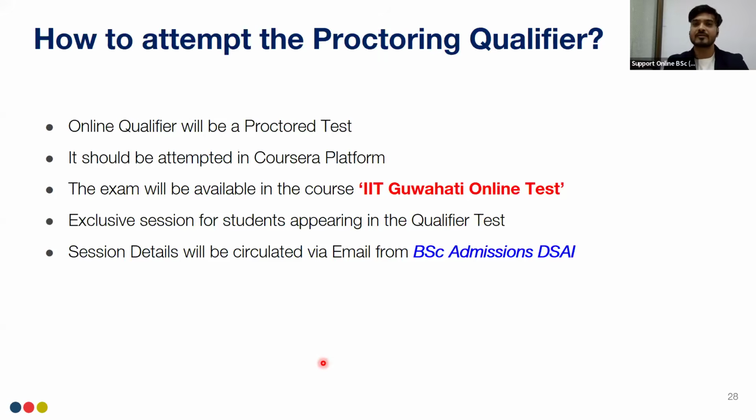So how to attempt the proctoring qualifier? For students who have already paid the online qualifier test fee, the online qualifier will be a proctored test. It should be attempted on the Coursera platform. You will be attempting this exam in another module, in another group. Currently, you are enrolled in Mathematics Essential, but you will be giving the exam in the IIT Guwahati online test group.